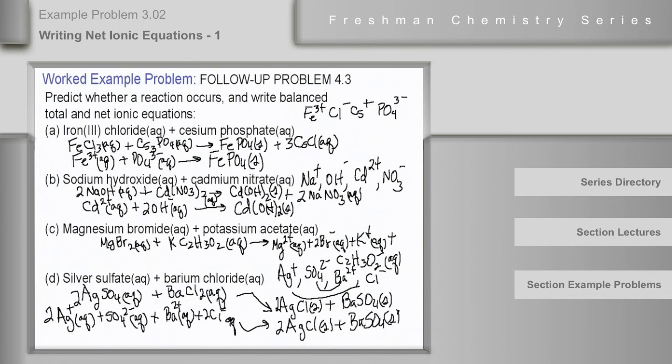So in this case there are no spectator ions. Everything changes, and the net ionic equation involves all of the ions. They all disappear from solution to form two different precipitates, barium sulfate and silver chloride.